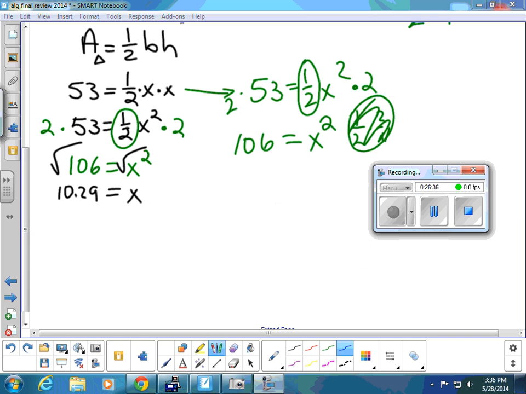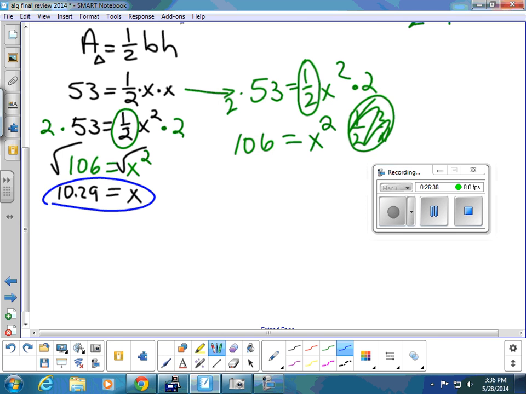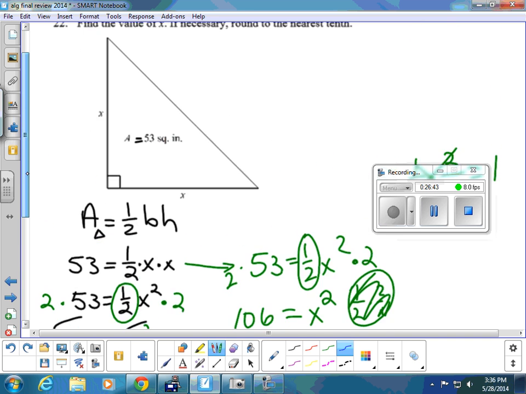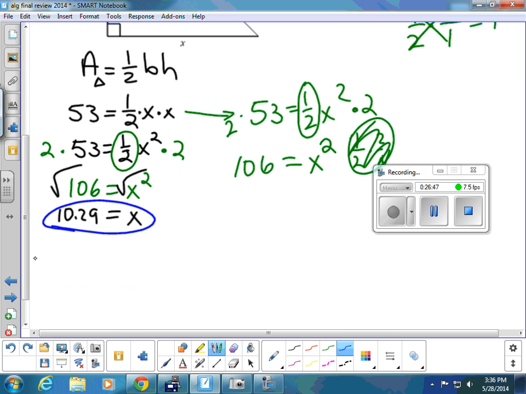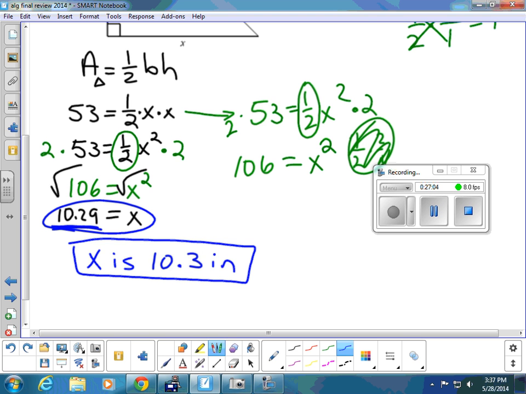Okay, so I'm not done yet here. I have x equals 10.29. In order to get full credit here, it says find the value of x, round to the nearest tenth. So x is 10.3 if you round to the nearest tenth. I'm assuming this was multiplied, right? Someone gave me that answer. Inches. Okay, x is 10.3 inches. In order to get full credit, you have to write 10.3 inches.